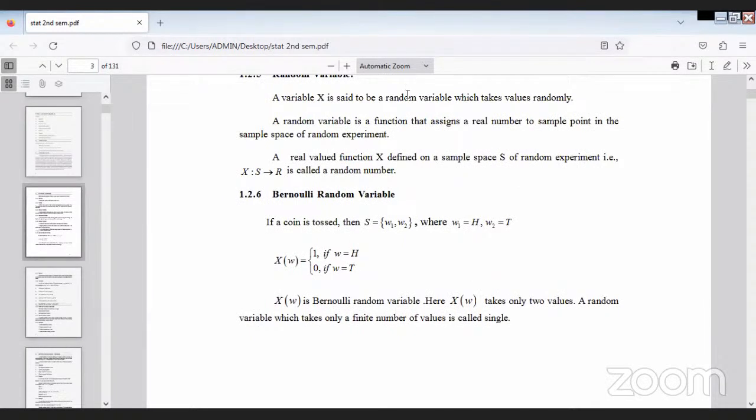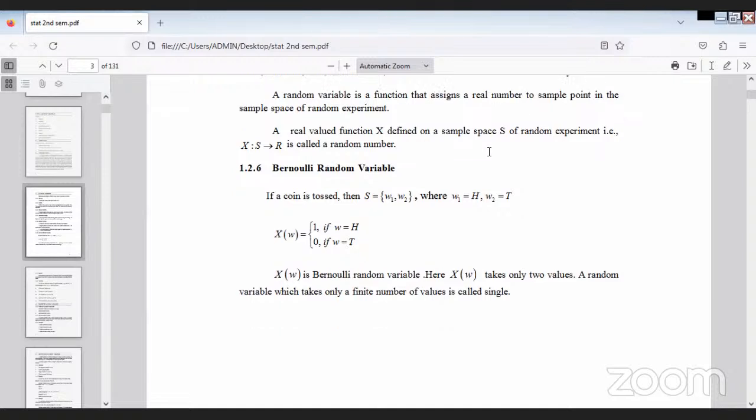Don't see the screen and tell me. What is the Bernoulli random variable? You have to write: the Bernoulli random variable is a random variable that takes any two values, only a finite number of values, say w of h and w of t. It is called a Bernoulli random variable.